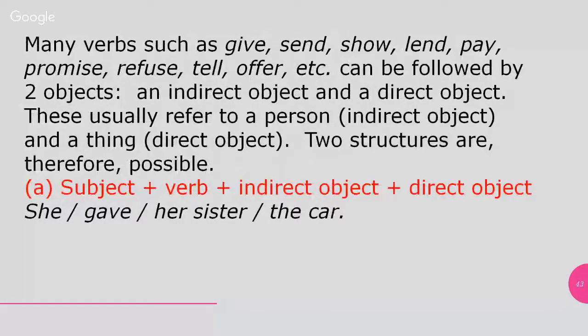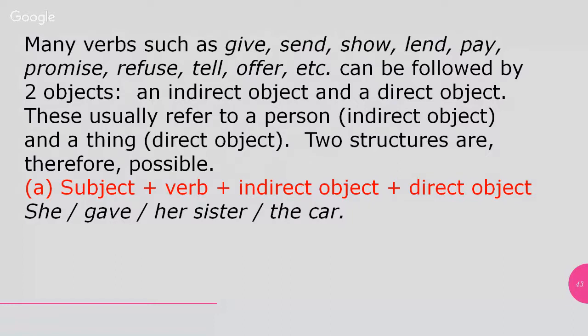Many verbs such as give, send, show, lend, pay, promise, refuse, tell, offer, can be followed by two objects, an indirect object and a direct object. The indirect object usually refers to a person, an animate thing, something with life, and the direct object is a thing. Two structures are therefore possible.